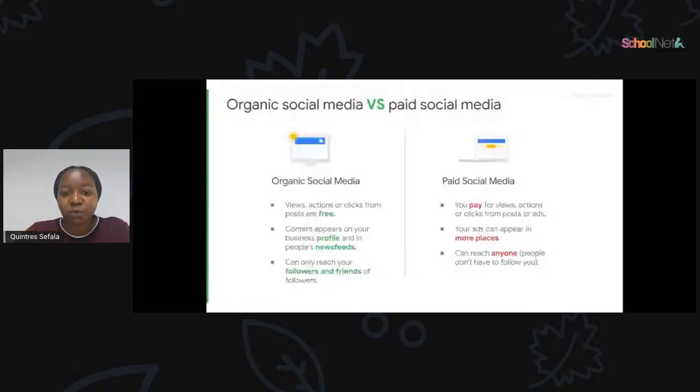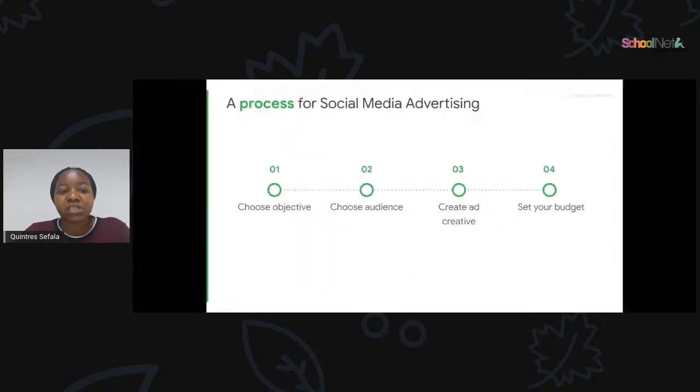But with paid social media, you pay for the views, the actions, and the clicks for your post and your advertisement. And your advertisement appears in more places where you can literally reach anyone, even people that you do not follow. So, what is the process of social media advertising?